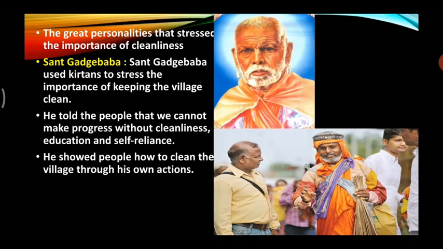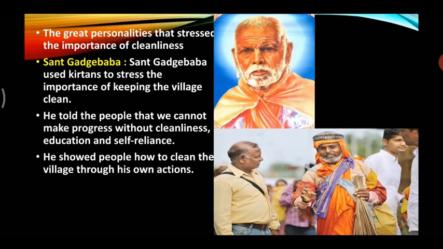Now, Gadge Baba was also known by another name, that is Gadge Maharaj. And he always used to have a broom in his hand. Can you see in the second picture? Why did he used to have that broom? He always used to have a broom in his hand. So wherever he went, whichever village he used to go to, he used to clean. So he always used to have a broom.